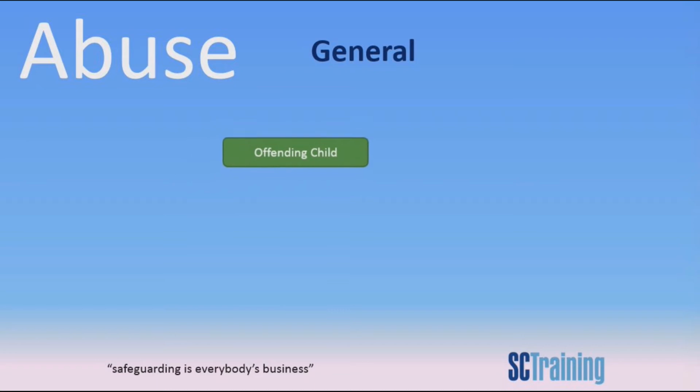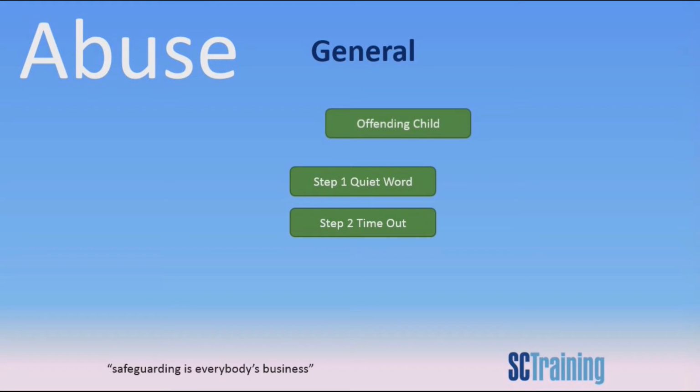So let's take that offending child. This is the same for our bad behaviour or poor behaviour policy, but we also use it for the bullying side as well. Step one is a quiet word: explain to them and ask them if they know what they're doing is wrong. Step two, we give them a timeout, and then at the end of the timeout we explain to them and ask them why they're doing it.